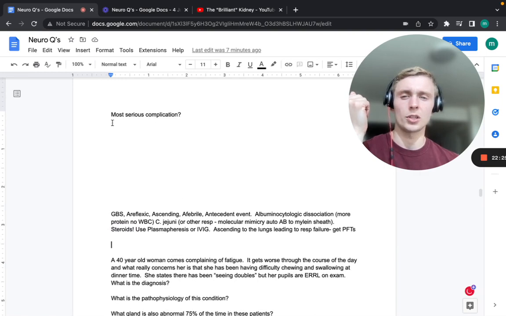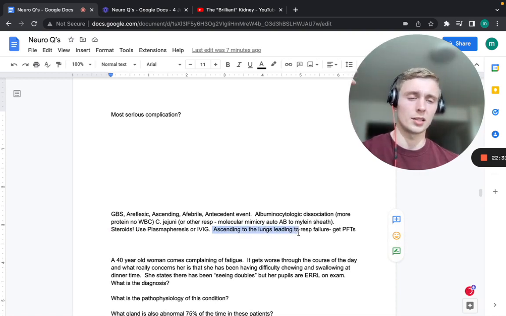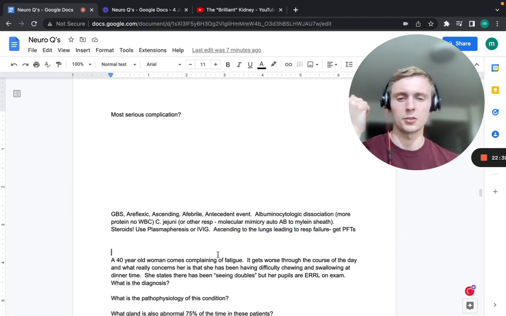And again, the most serious complication is an ascending paralysis to the point where it gets to the lungs and causes respiratory failure. So you can get PFTs in these patients. So ascending to the lungs is the most serious complication.